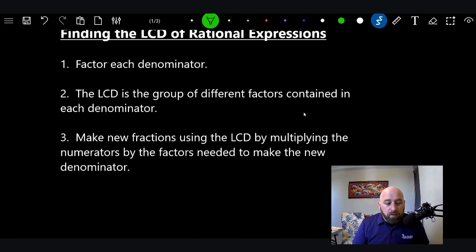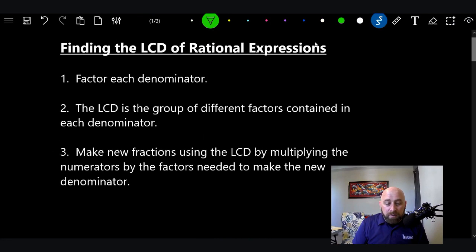Number one, we want to factor each denominator. Factor each of the denominators. What does that mean? Well, same thing that we've been doing in this whole lesson. Take the denominator, factor it out. You don't need to touch the numerator yet, okay? So don't touch the numerators, just factor the denominators.